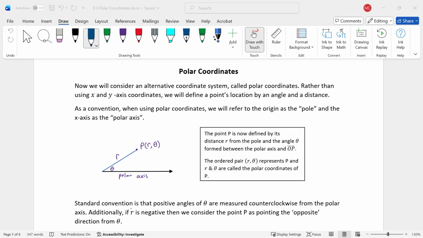So the standard convention is that positive angles theta are measured counterclockwise from the polar axis. Same way we've always dealt with standard angles in trigonometry. And additionally, if r is negative, then we consider the point P as pointing the opposite direction from theta.